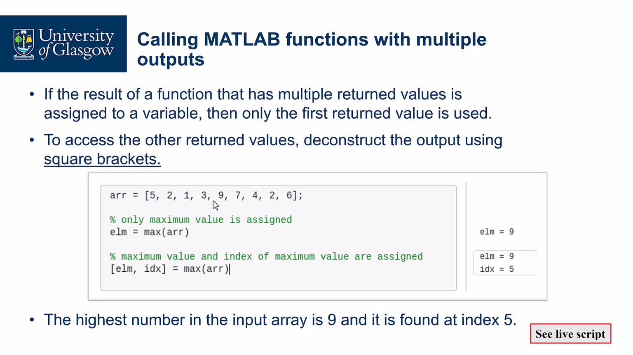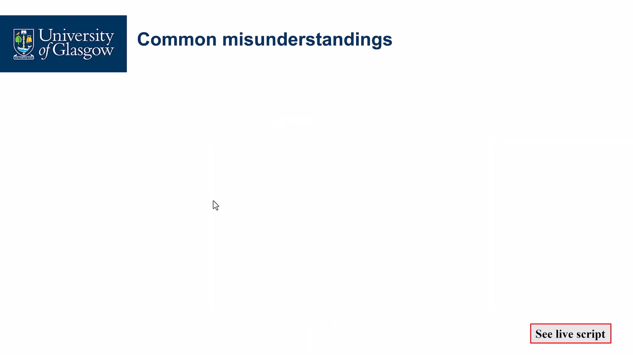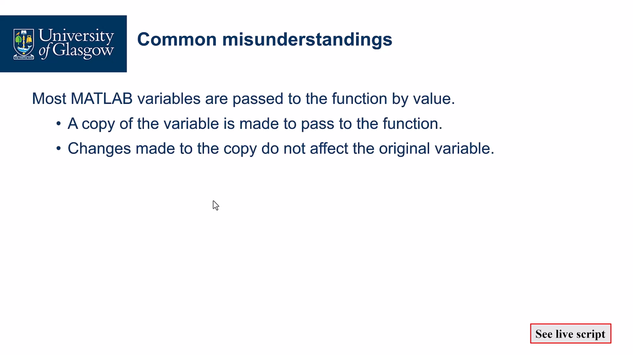So now we have introduced how to write your own function, with either a single output or multiple outputs in MATLAB, and how to call the function that you have defined. A MATLAB function is the same as in all other languages. We can say most MATLAB variables are passed to the function by value. Pass by value, what does this mean? When calling the function, a copy of the variable is made, and this copy is passed to the function. So any changes we make to this copy don't affect the original variable.